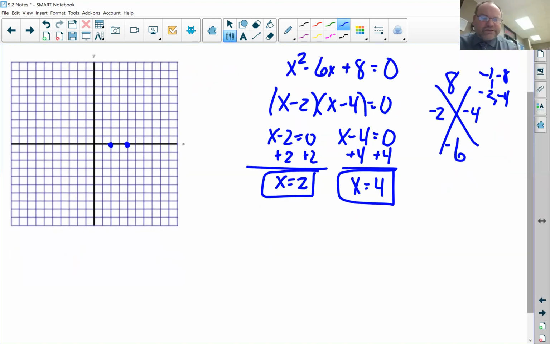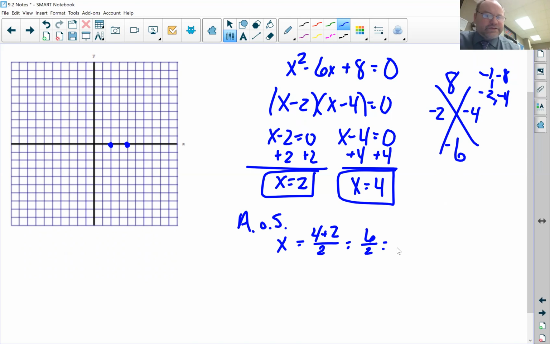Next, I'm going to find the axis of symmetry. Now, my guess is at least one of you can look at that and tell me exactly the value that's halfway between 2 and 4. Hopefully all of you can, but I will show the work. Take 4 plus 2 and divide by 2. 4 plus 2 is 6. Divided by 2, my axis of symmetry is at 3.